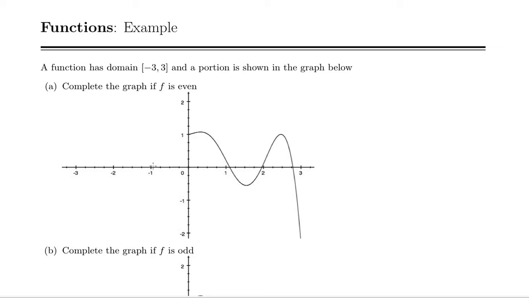All right, we have a function. We're told the domain, -3 to 3, and we're given a portion of the graph. Part A, we want to complete the graph if the function is even. Now, even graphs are symmetric about the y-axis. So that just means that we can take our curve and flip it across the y-axis, and we'll get the rest of the curve.